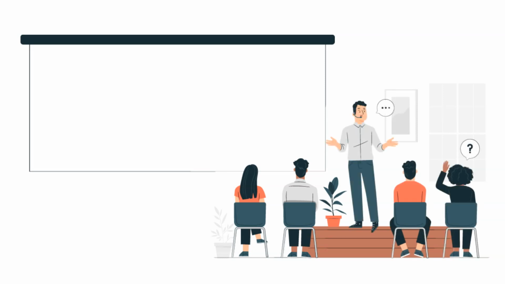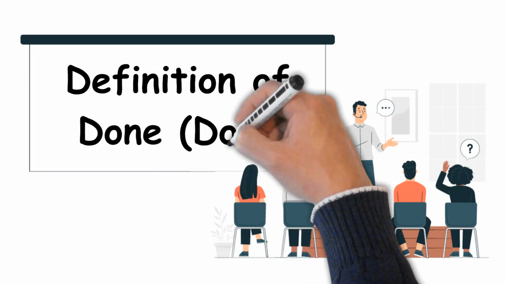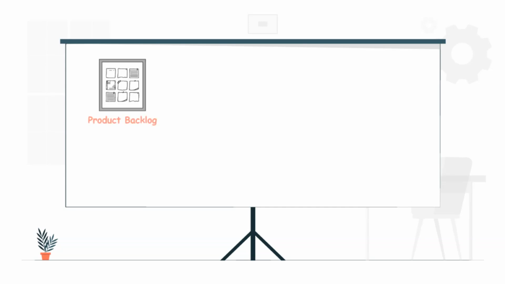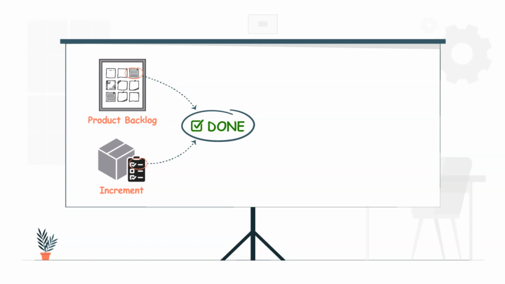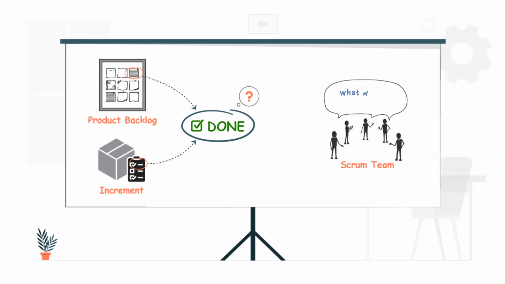This video is a small attempt to have better clarity on the topic definition of done. As stated in the Scrum Guide, the definition of done is: when a product backlog item or an increment is described as done, one must understand what done means. Although this may vary significantly for every Scrum team, members must have a shared understanding of what it means for work to be completed, and to ensure transparency.